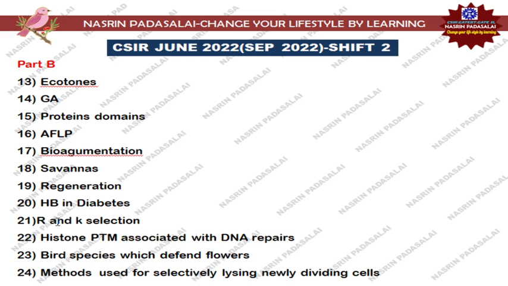And a question has been asked from RNA selection, and from post-translational modification, specifically histone post-translational modification associated with the DNA repair mechanism. And they were asking about a species, that is, the name of a bird which is known to pollinate different flowers. And a question has been asked with regard to methods used for selectively lysing newly dividing cells, like which chemical is used.